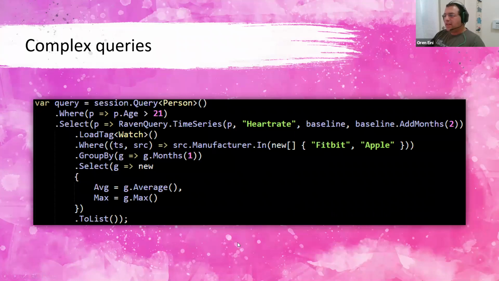Here is a slightly more complex query. Here, time series in this date range. Load the watch, make sure that the manufacturer is either one of those. Group by 1 month, and here you can see that we have a strongly typed API and the usual thing as usual. It's really not that interesting. It's meant to be very obvious and in your face in order to make sure that you know how to do this properly.